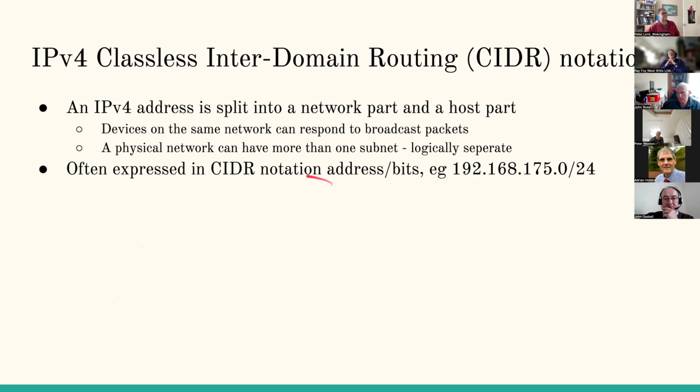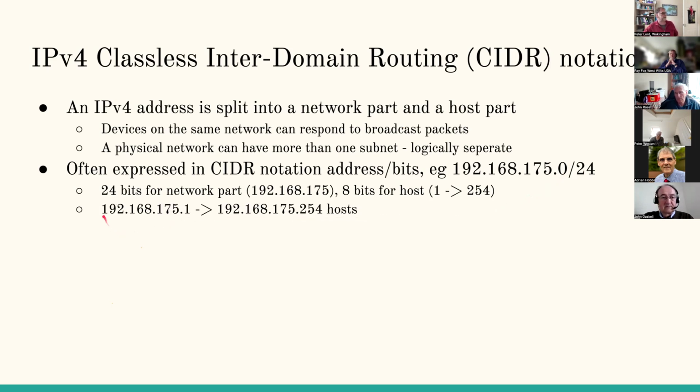Now, the way these are expressed is with a slash and a number of bits. So, for example, my home network is 192.168.175.0/24. And what that means is 24 bits of the IP address is used for the network part, and the remaining 8 bits is used for the host part, which means my home network can have a range of IP addresses of 192.168.175.1 all the way up to 254. So this CIDR notation is giving you an indication of the allowable IP addresses on your network.